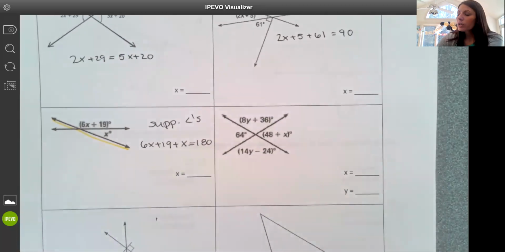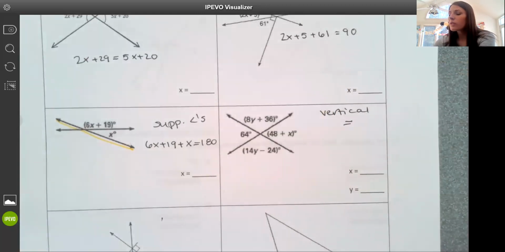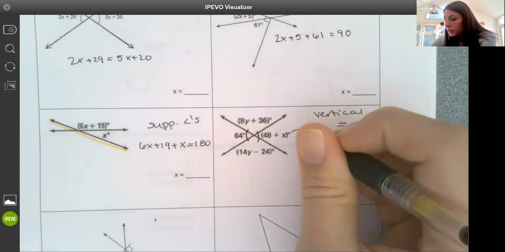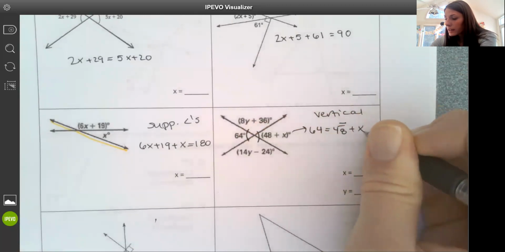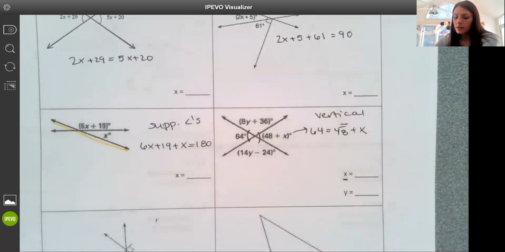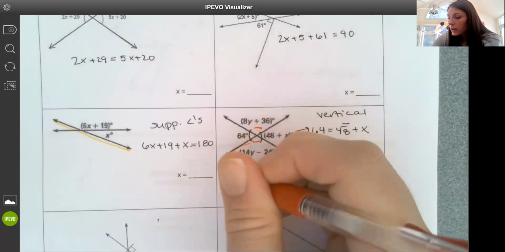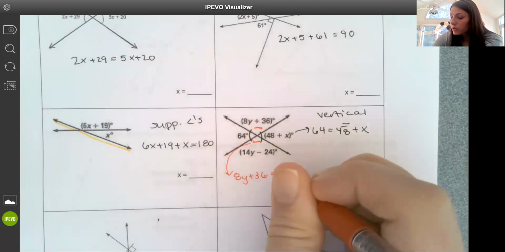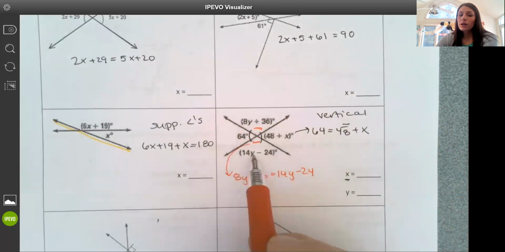On the fourth example, this is giving me vertical angles, which are equal. It's giving me two pairs of vertical angles. So I have vertical angles here, and I know 64 equals 48 plus x, and that will allow me to solve for x. And then I have vertical angles here, where I know that 8y plus 36 is equal to 14y minus 24.